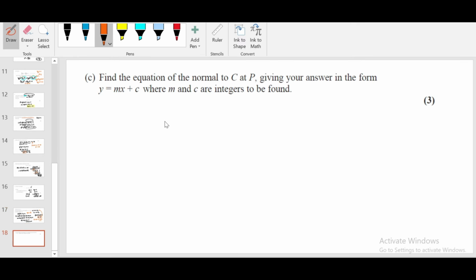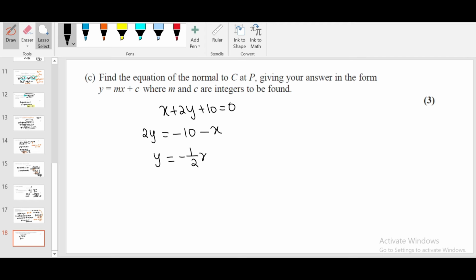Let's move on to part C. Find the equation of the normal at P. Okay, you see, you already have the equation of the tangent given, x plus 2y is equal to 10. Or if you make y as a subject, x plus 2y plus 10 is 0, sorry, keep making this mistake. So 2y is minus 10 minus x. Divide by 2, y is minus half x minus 5. 10 over 2 is 5. That's the equation of the tangent.